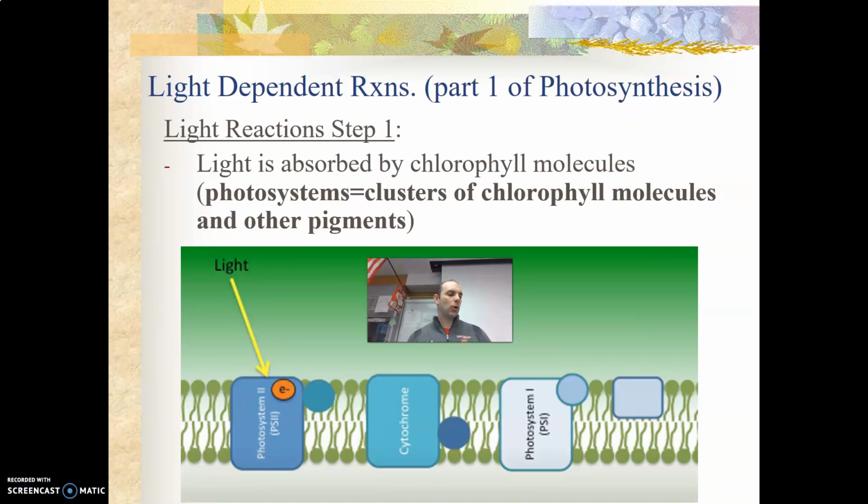Now we're on number 1 of the notes. Light is absorbed by blank molecules. So light is absorbed by chlorophyll molecules in something called photosystems. Photosystems are clusters of chlorophyll molecules and other pigments. You'll see there's a photosystem here, there's a photosystem here. They are embedded in the membrane. That's what a photosystem is.